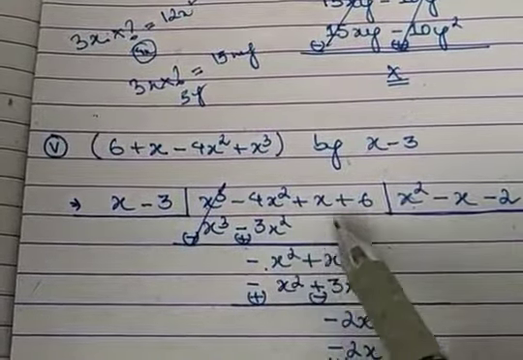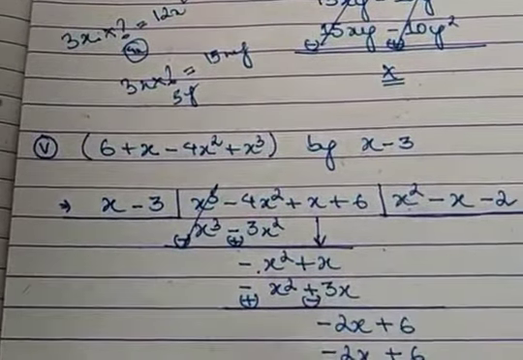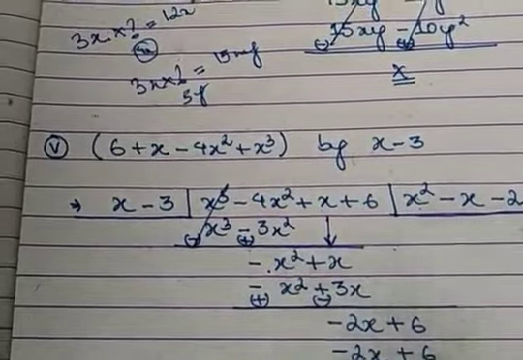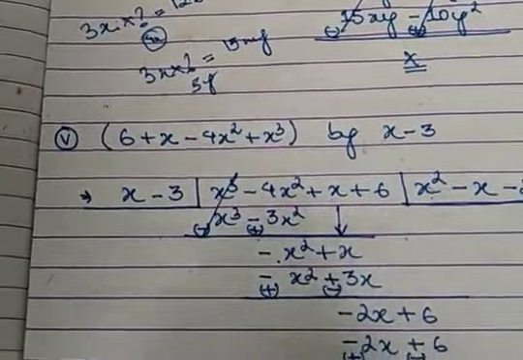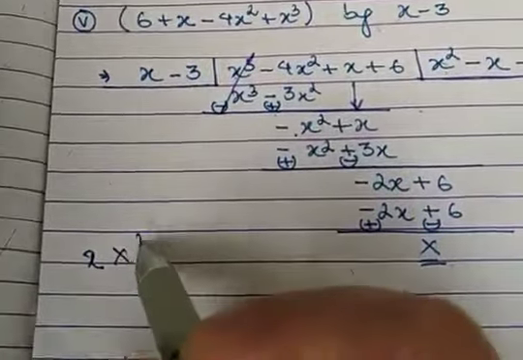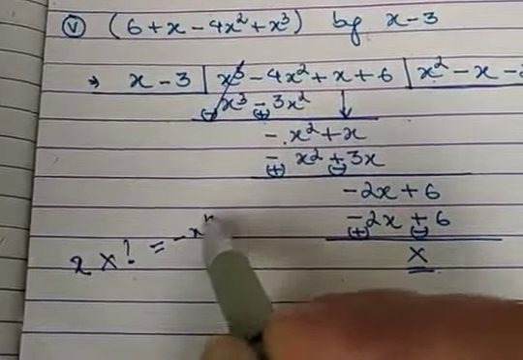So it is minus x squared. Third term dropped, is plus x. Now the first term we have is minus x squared. Now what should I multiply with x to get minus x squared?